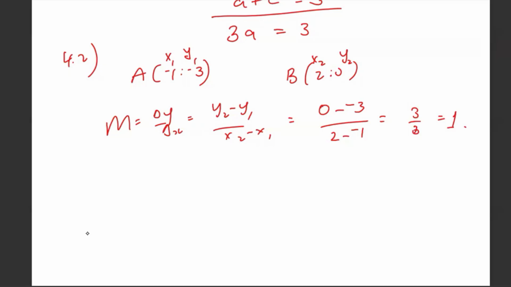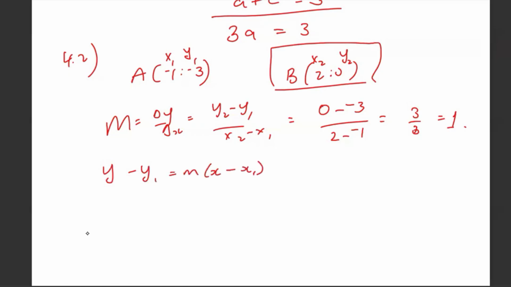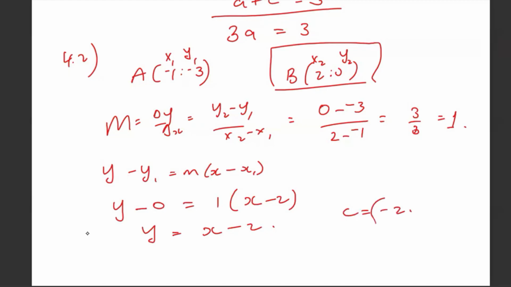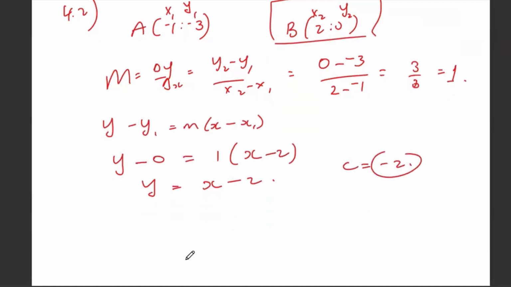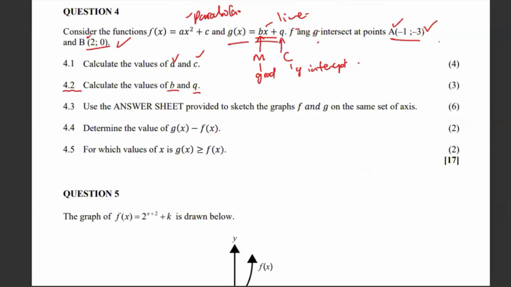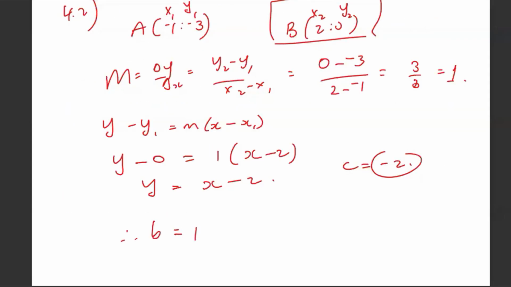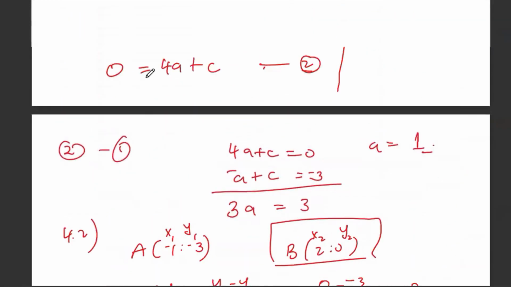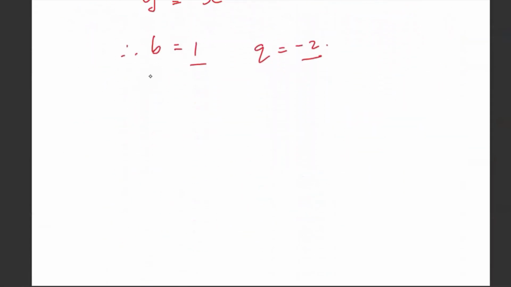Then I can use my point B and using this equation for me to get the value of c straight away. Meaning that y minus 0 is equal to 1 into x minus 2. Meaning that the equation is this, so q is going to be -2. So they wanted the values of p and q. Therefore, p is 1, q is -2. Okay, so that is that. Then 4.3.